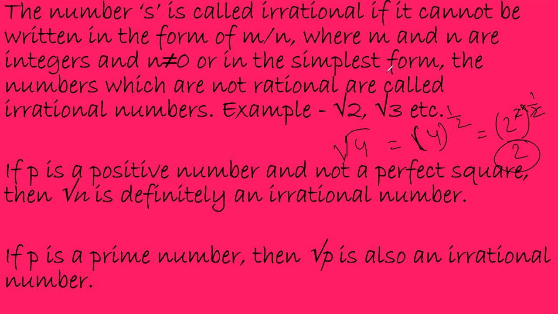And one more thing, everyone, irrational numbers are always non-terminating and non-repeating. Non-terminating means a number whose division is not getting stopped. It is continuing with some remainder other than 0. And also the digits are not repeating.